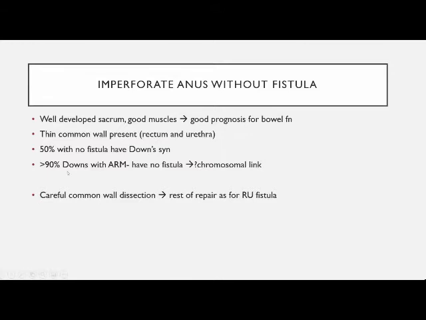Very thin common wall will be present between urethra and rectum. 50% of the cases without a fistula usually have Down syndrome. They have to be screened for that. And more than 90% of Down syndrome patients with ARM have no fistula. A careful common wall dissection is required in this as there is a thin common wall.